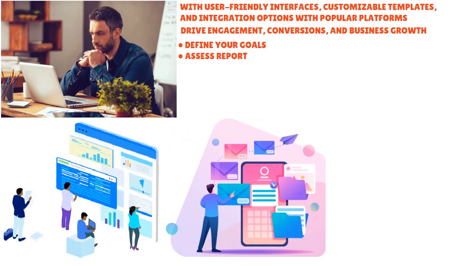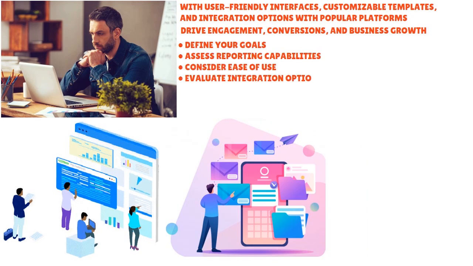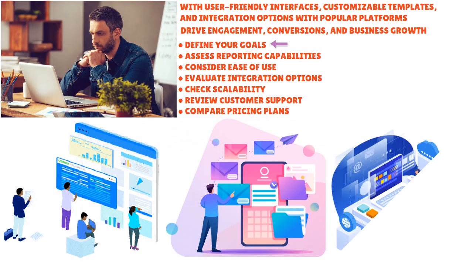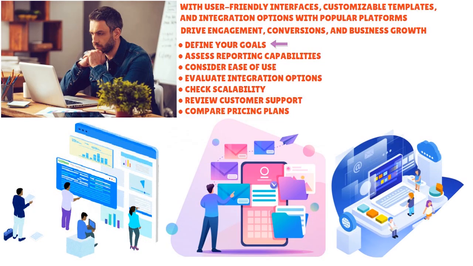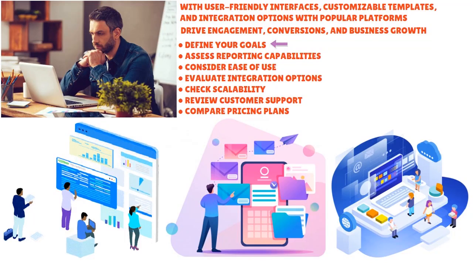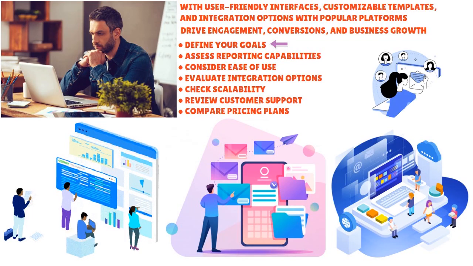Now, how do you choose the best email marketing software for reporting and analytics this year? First of all, you want to define your goals. Everything starts with you having a clear idea about the goal that you have. Determine what you want to achieve with your email marketing campaigns, whether it's increasing open rates, improving click-through rates, boosting conversions, or enhancing subscriber engagement. Having a clear objective will guide you during your software selection process.